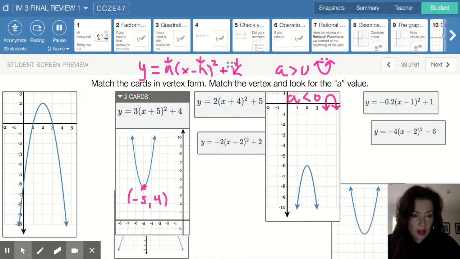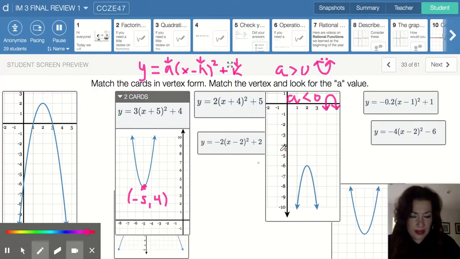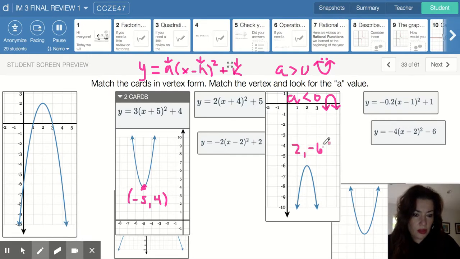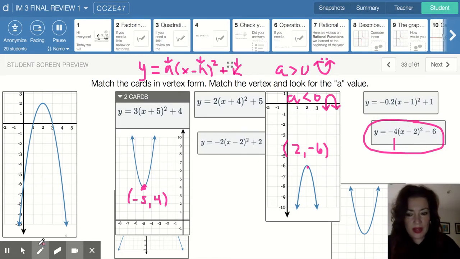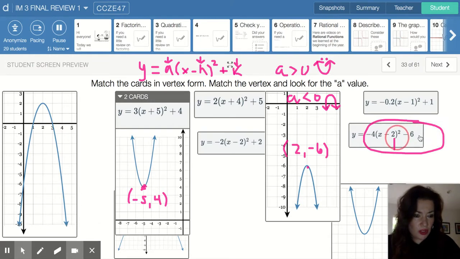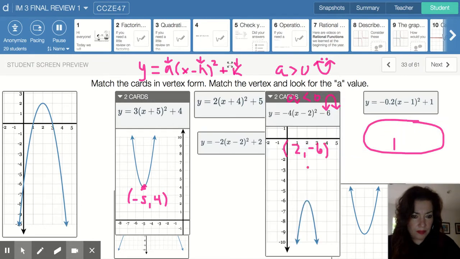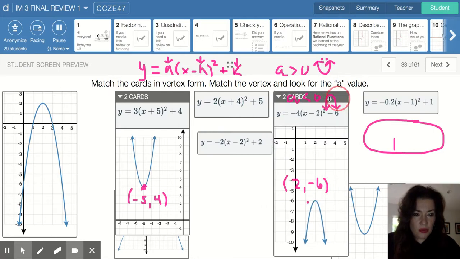This one here, we can see that it has gone 2 to the right and 6 down. So if I write the vertex, it is (2, -6). But also the A value is negative because the graph is opening downwards. So I'm looking for a graph that has shifted right 2 and down 6. If you're looking at this right here, I can see that this graph has gone 2 to the right, 6 down, but it is also opening down because my -4 is my A value. So I'm going to go ahead and match this card with this function here. All right, so we have 2 cards matched.